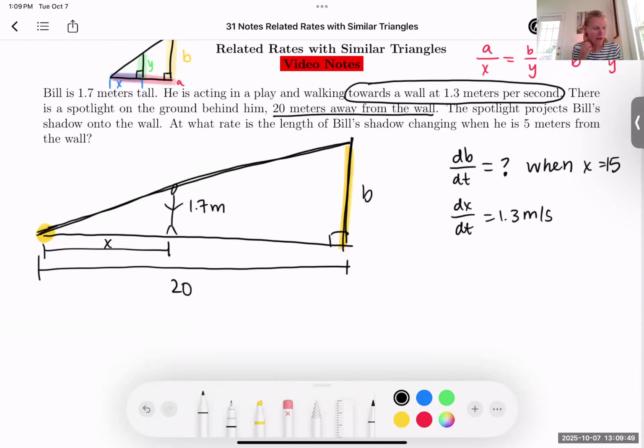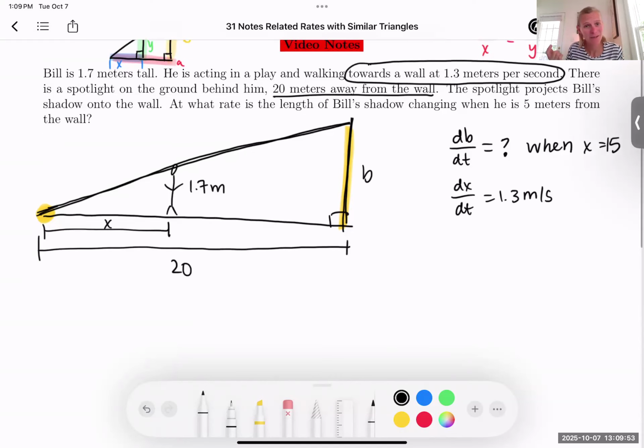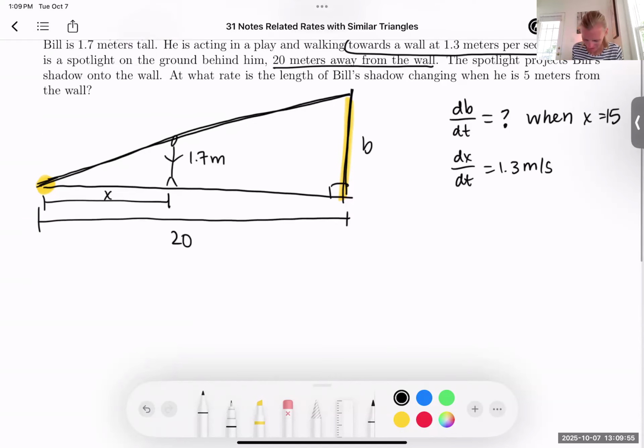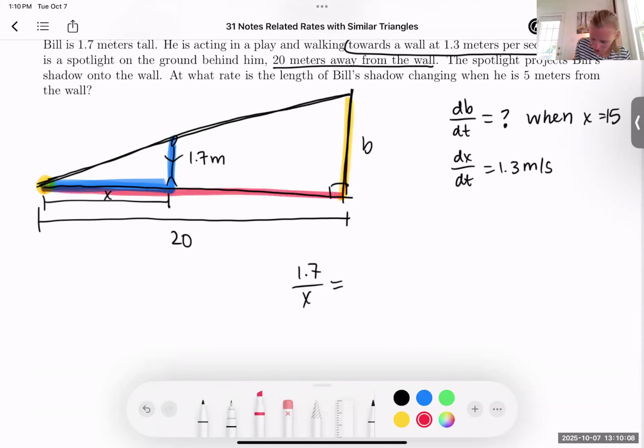Okay. And so now we need an equation relating X and B. That's going to be our similar triangle relationship. So we've got our little triangle here, and we can write the ratio for the little triangle. We could say 1.7 over X. And then we write a ratio for the big triangle.